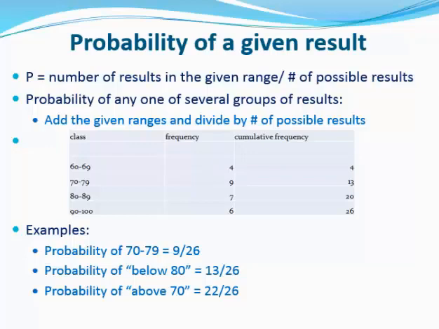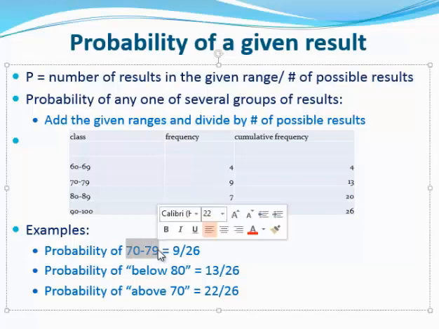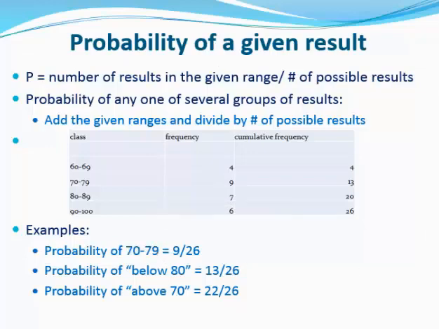So just to take the graph we got before, just to make things a tiny little bit more complex, but really still relatively easy. This was the graph we saw before, the classes from 60s, 70s, 80s, and 90s, and we looked at the frequency. What is the probability of any given student in this class scoring a 70 to a 79? Well, there are 26 possibilities altogether.